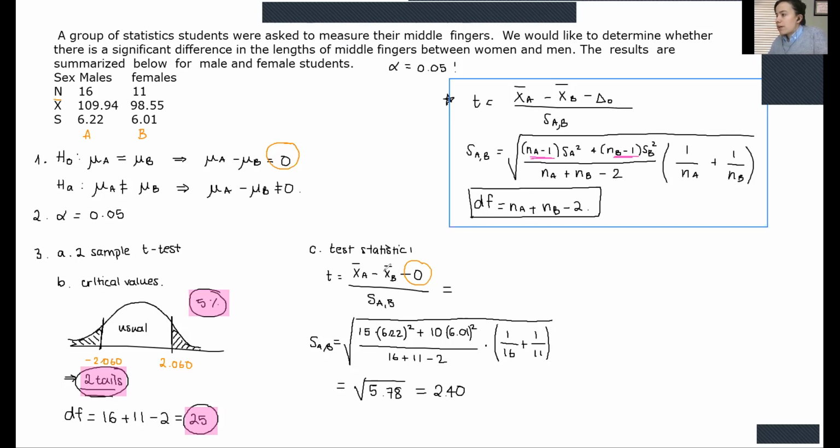I can plug in the value of x bar A, x bar B, and SAB now because I have all of those values. So the sample average length of the middle fingers for males is 109.94 minus 98.55 divided by SAB, which is 2.40. And this gives me 4.74.